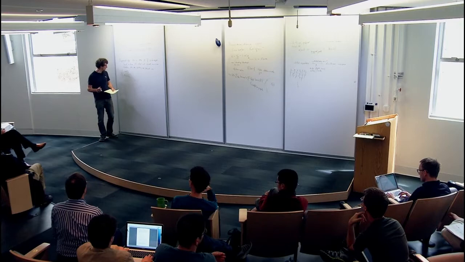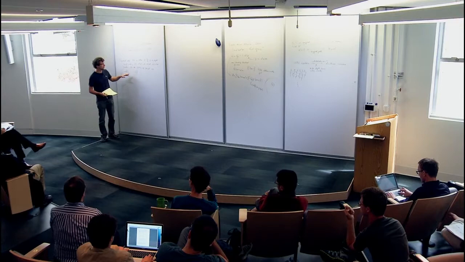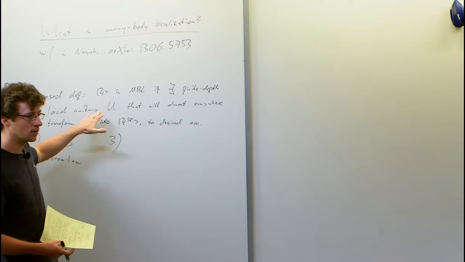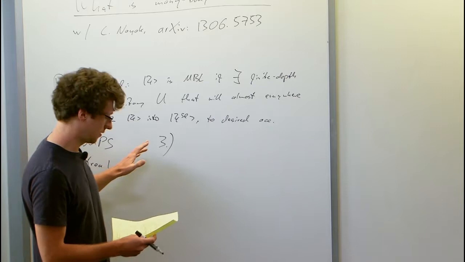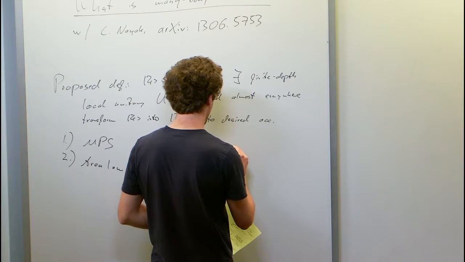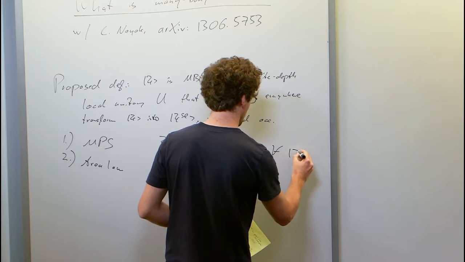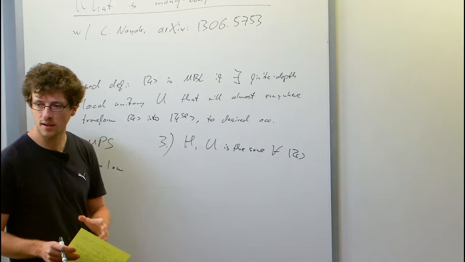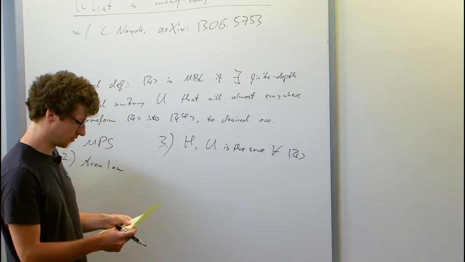Right. So another interesting point here is I've allowed this unitary U to be different for every eigenstate. Now let's additionally assume that I have some Hamiltonian H, and U is the same for all eigenstates. So this is a slightly stronger definition. I'm not allowing myself to choose a U for every state, but I want to have one U that acts on the whole spectrum and transforms it to product states.